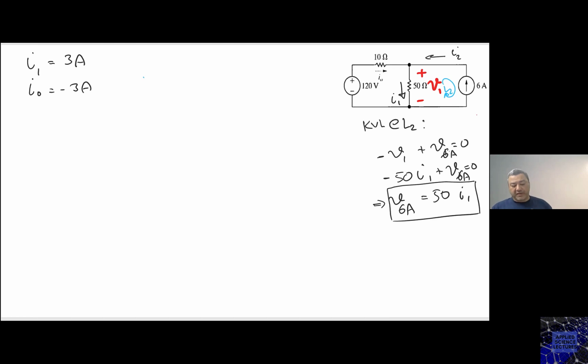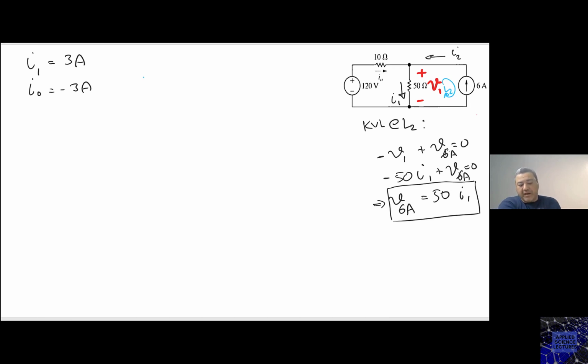I don't know the V6 ampere, so I added a variable to my variables. Remember that I don't know the voltage across the current source, right? Remember what did we say about the current source? It can take any voltage.